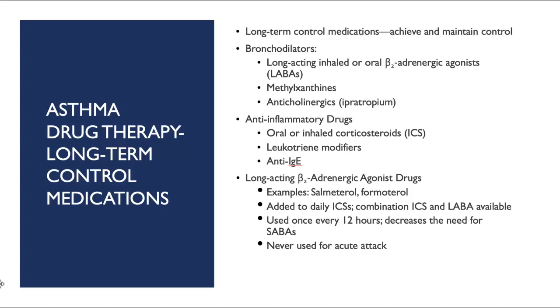Now, a LABA, there are a couple examples, salmeterol and formoterol. Notice those look similar to albuterol, so it is very important that you memorize these medications because it's really important to teach a patient not to take their salmeterol or formoterol with an acute attack. They may also have inhaled corticosteroids as a combination with the LABA, and these are used once every 12 hours and help to decrease the need for a SABA.